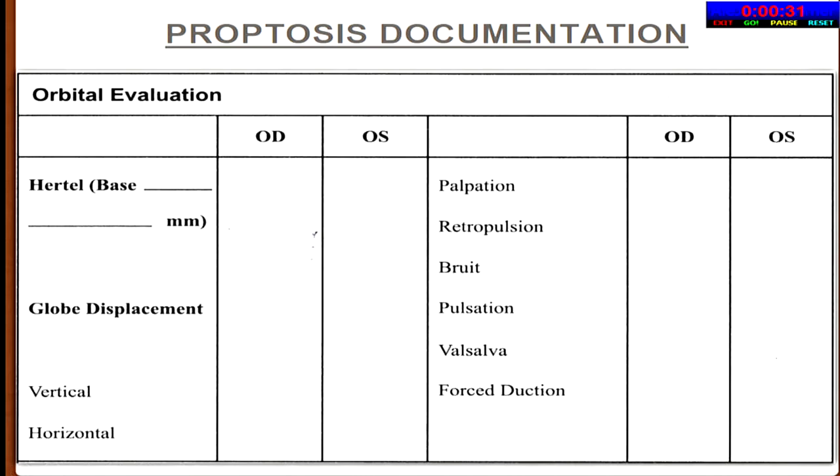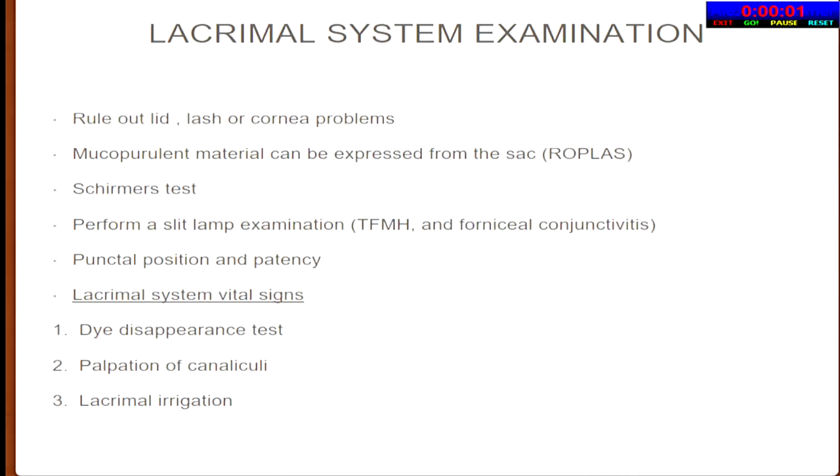So when you get a case, this is how you have to document in your case sheet: do a Hertel's examination, globe displacement, which I already said, both horizontal and vertical, palpation, retropulsion, Bruit, pulsation, Valsalva maneuver, which can be done, that is a forced expiration against resistance, or you can do a compression of the jugulars, or also ask the patient to bend down. So you can see there's an increase in proptosis. And forced duction test is done whenever there's history of trauma, especially when the X-ray shows any fracture or a CT also shows any fracture.